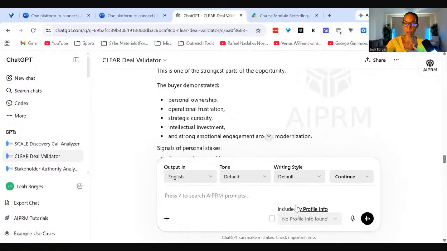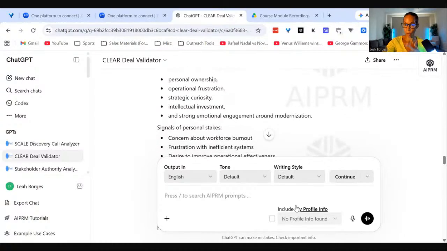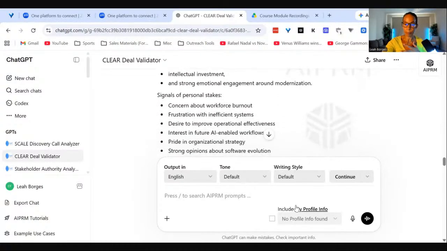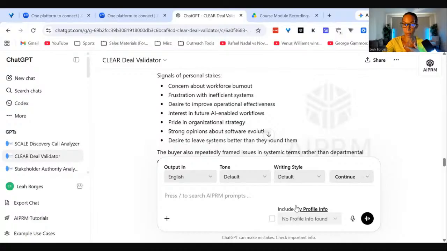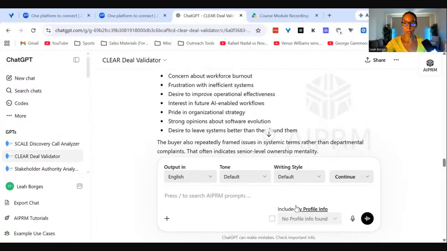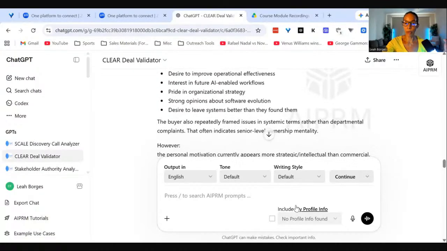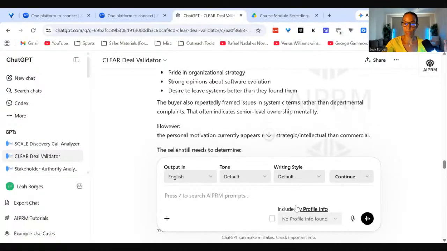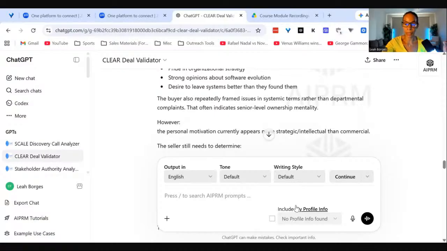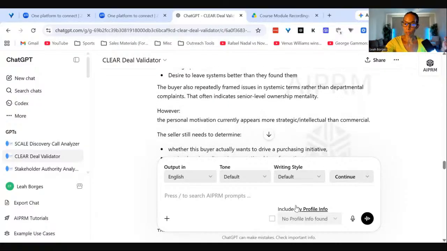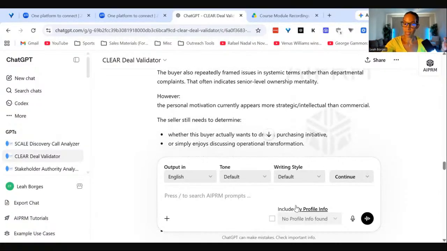So this is one of the strongest parts of the opportunity. So he demonstrated ownership, frustration, etc. Some signs of the personal stakes. So he's concerned about his workforce being burned out, the inefficient systems, the desire to improve his personal effectiveness, et cetera, et cetera. He has strong opinions about software evolution. So that is something that if we have additional conversations with this buyer, we need to make sure that we address, right? So he also repeatedly framed issues in systemic terms.